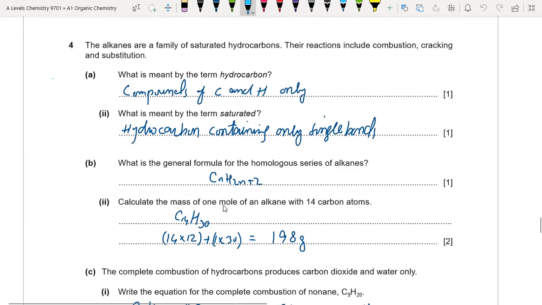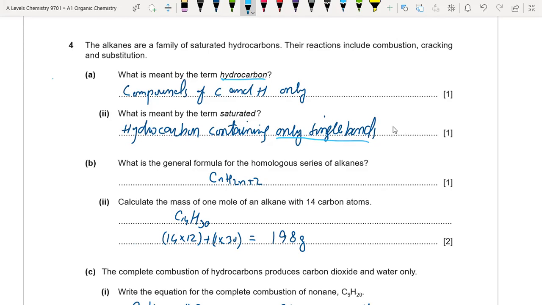Question number 4. Alkanes are a family of saturated hydrocarbons. Their reactions include combustion, cracking, and substitution. What does hydrocarbon mean? Compounds of carbon and hydrogen only. Alkanes actually are compounds of carbon and hydrogen only and saturated. What does saturated mean? Saturated means containing only single bonds. Carbon-carbon bonds or carbon-hydrogen bonds are always single bonds.